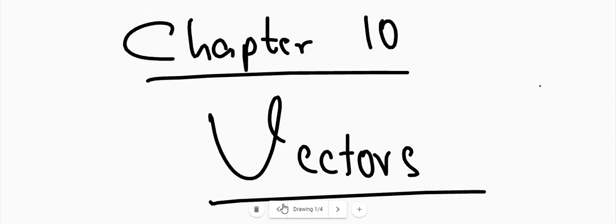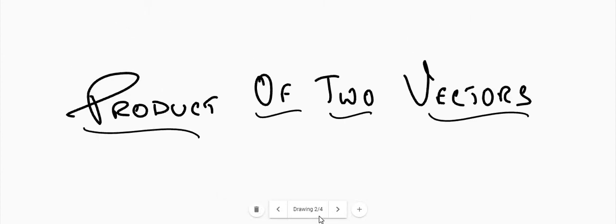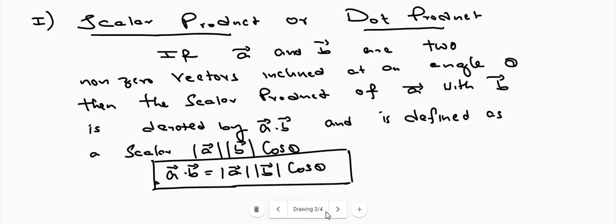In this module we are going to discuss the product of two vectors. There are two types of product. One is scalar product and the other one is vector product. Scalar product means dot product and vector product is cross product. Now first of all we discuss scalar product or dot product.